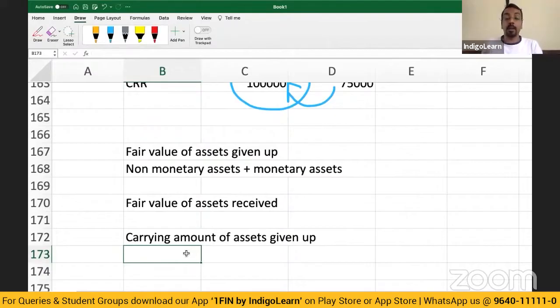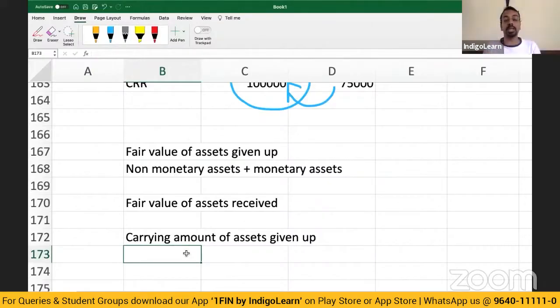Commercial substance means that by exchanging that asset, the configuration of cash flow is changing. In other words, maybe the nature or the timing of cash flow has changed, or the amount of cash flow has changed, or the risk associated with cash flow has changed. There has to be some change in the cash flows associated with those assets.